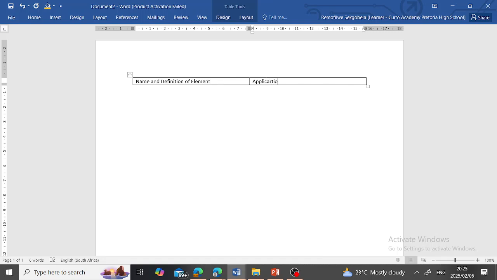Can you guys see my screen? Can someone just unmute themselves and say yes? Because I can't see what's happening on that side. Yes, sir. Good shot.